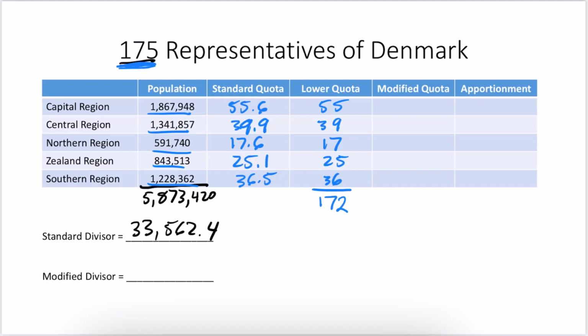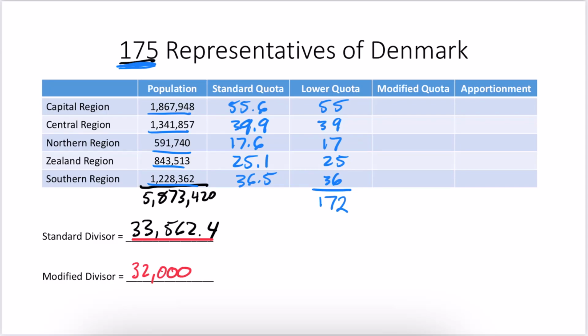But with Jefferson's method, what you do instead is you decrease the divisor slightly until your lower quotas add up to the total number of representatives you want to have. So in this example, let's maybe decrease our divisor and make it 32,000. I'm taking my standard divisor and I'm going to decrease it just a little bit. And then I'm going to divide my populations by that modified divisor.